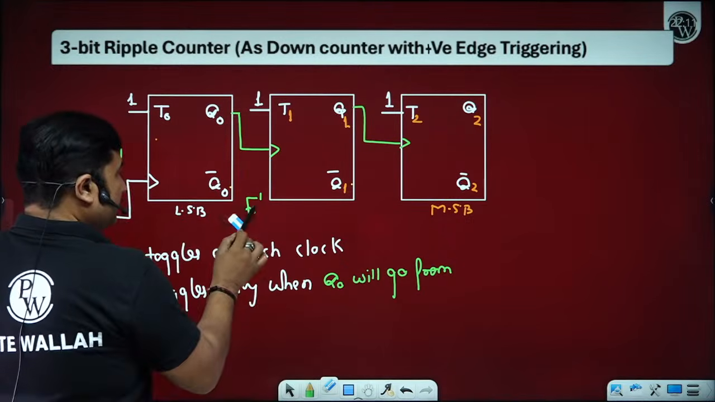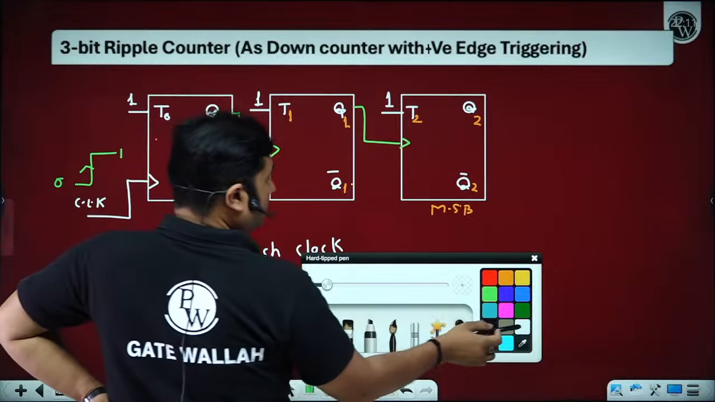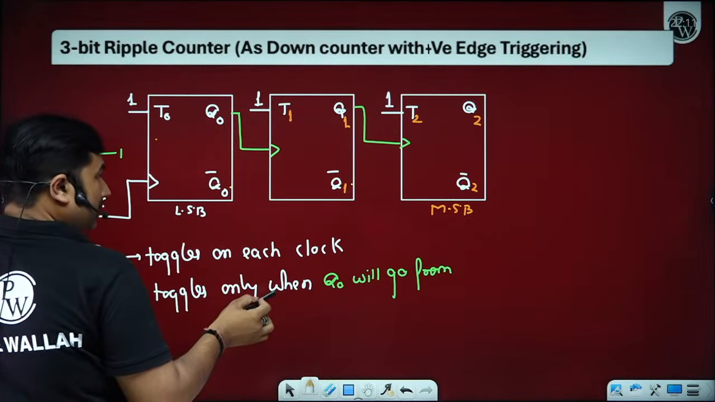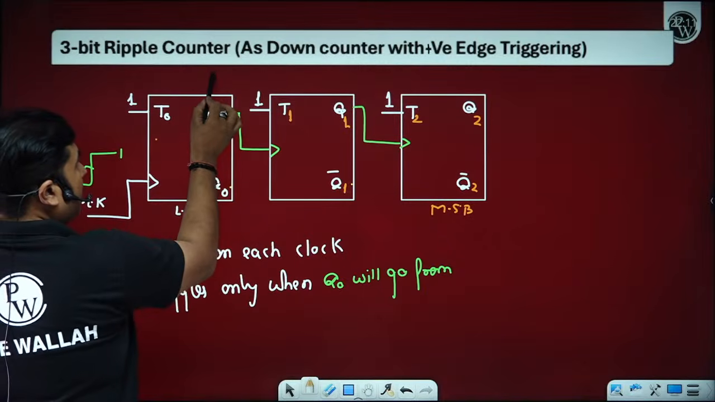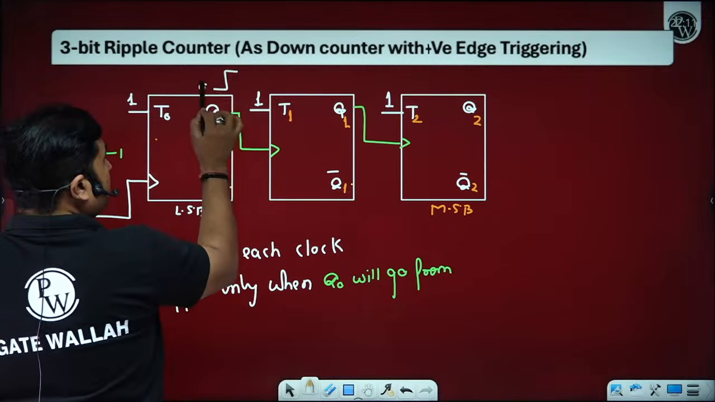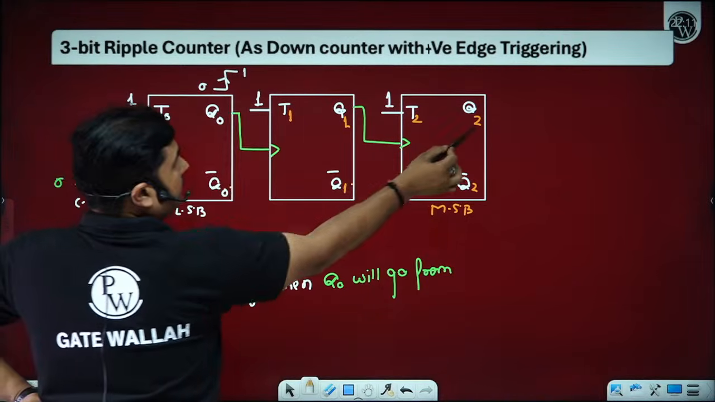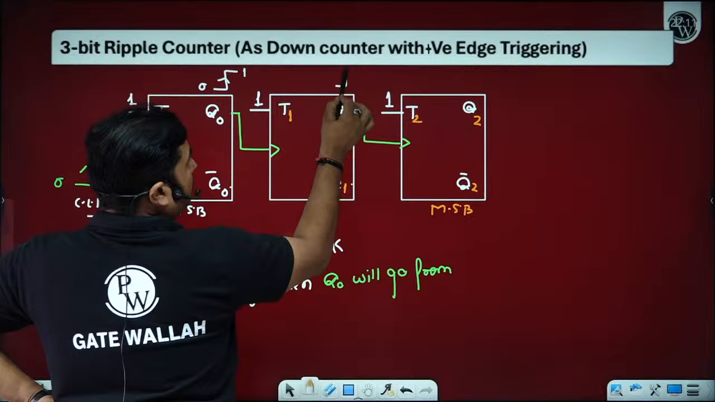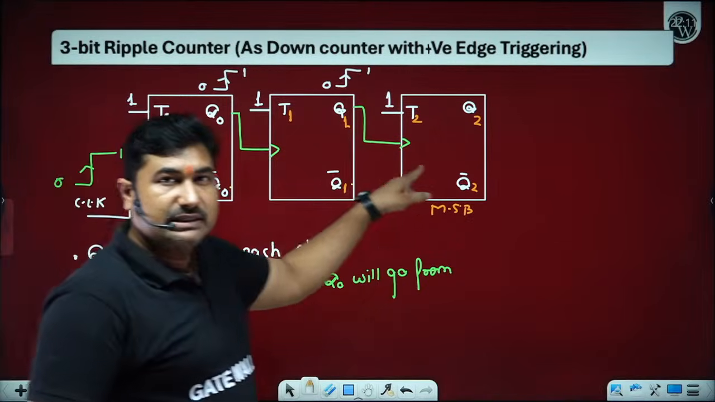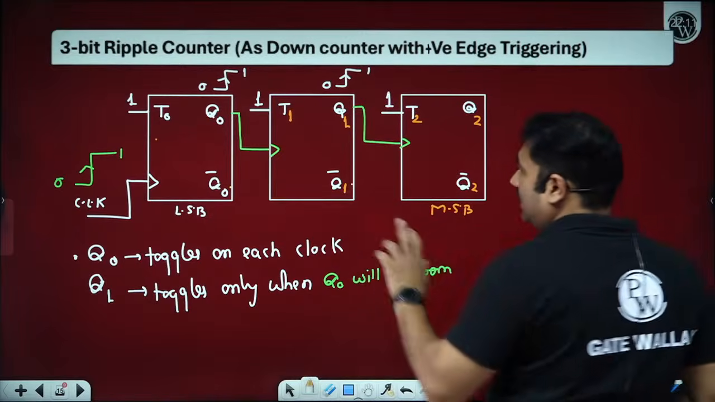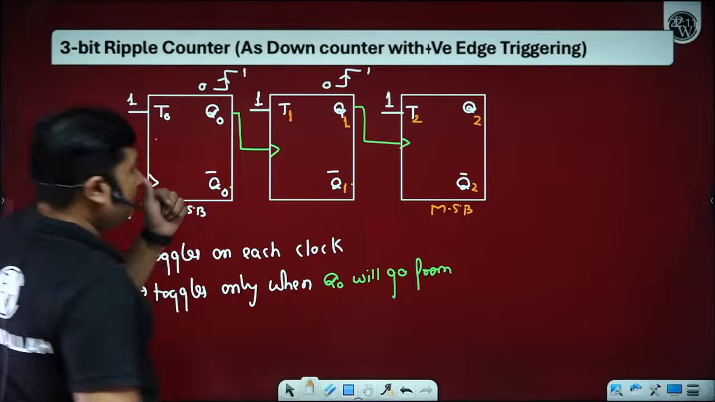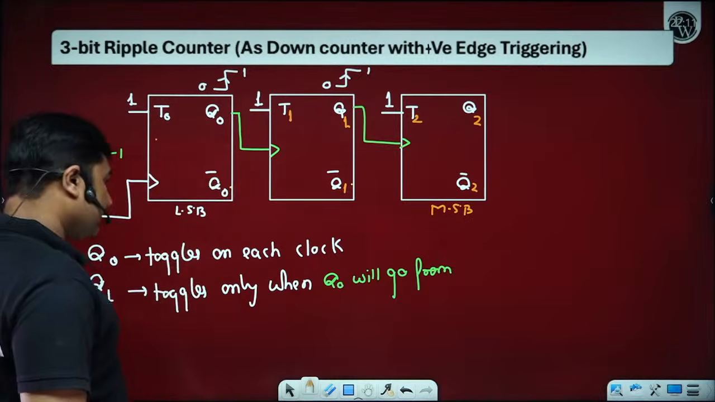Now please observe. Down counter indicates Q1 will toggle only when Q0 will go from 0 to 1. In the same way, Q2 toggles only when Q1 will go from 0 to 1. Kindly do this correction, beta ji. I am designing a down counter now. If we connect Q0 bar with a positive edge triggered clock, it will become up. Okay, so kindly do this.